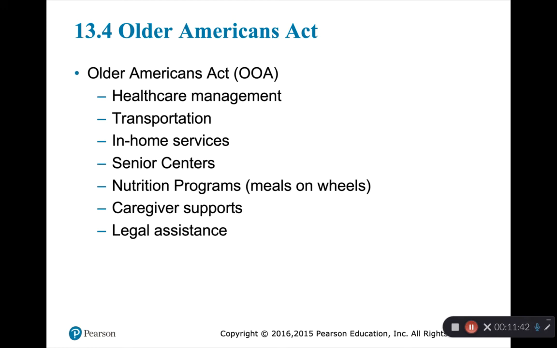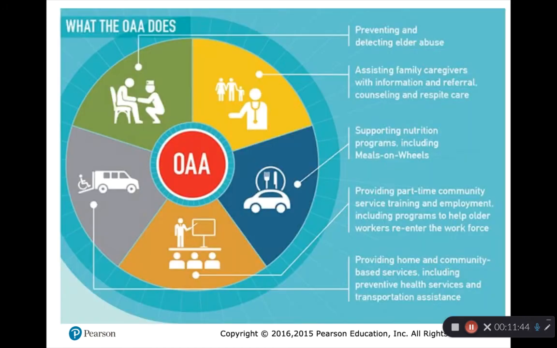And then legal assistance. And here's a graphic that has some more examples like preventing and detecting elder abuse, assisting family caregivers with counseling, supporting nutrition programs, as I mentioned, providing community service training, especially to help older adults re-enter the workforce, or providing home and community services like preventative care or transportation. So they do lots of good stuff.